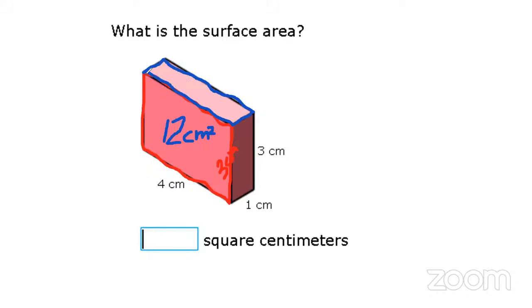So we have, if right here is 4 centimeters, it means right here is also 4 centimeters. And if here is 1 centimeter, it means that right here is also 1 centimeter. So what would the area be of this top face? Thank you, Amelia. 4 squared centimeter. 4 times 1, like we're doing length times width. So this top face is 4 squared centimeter.